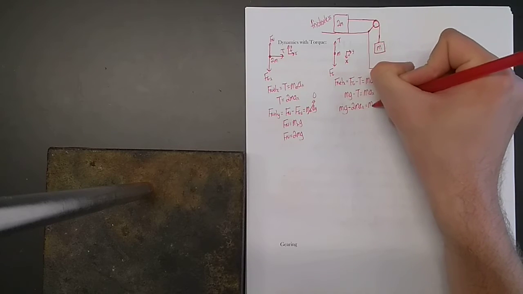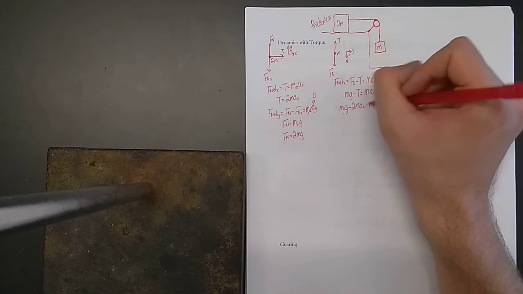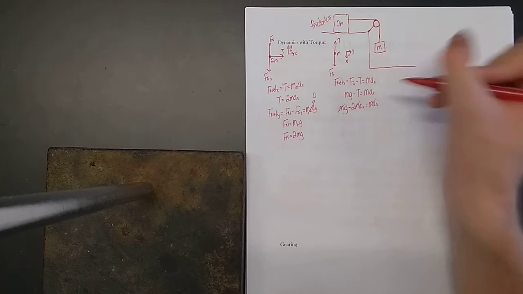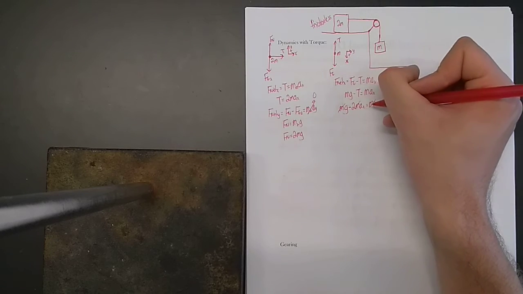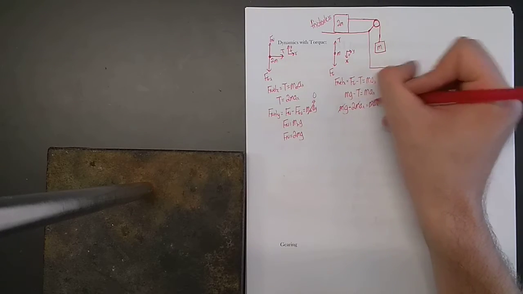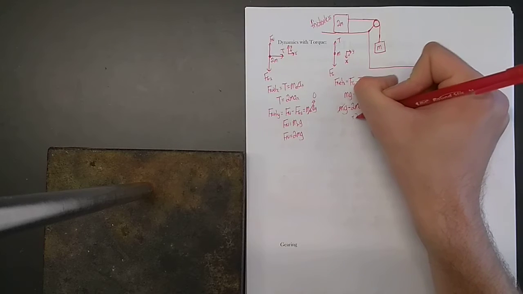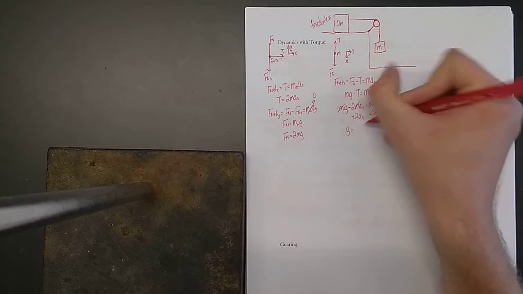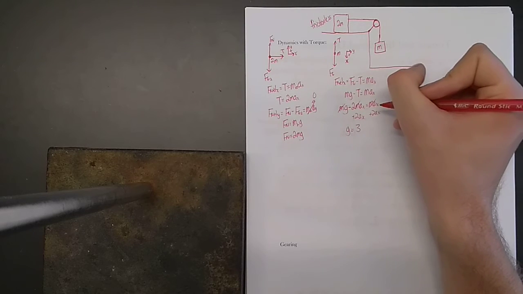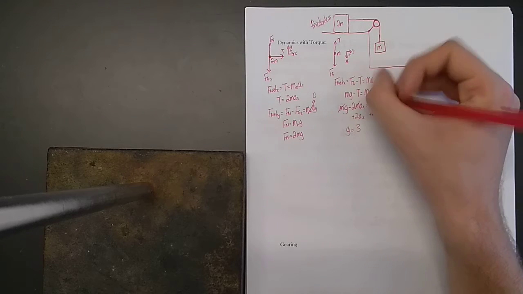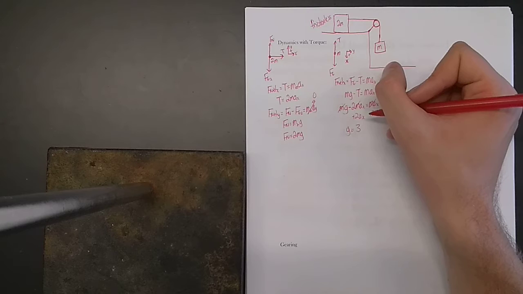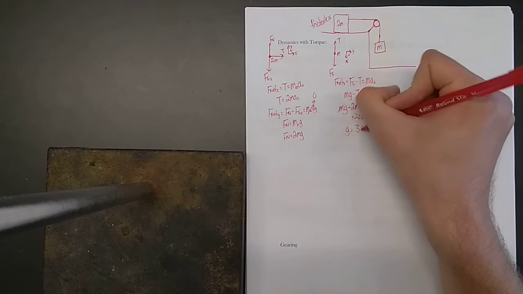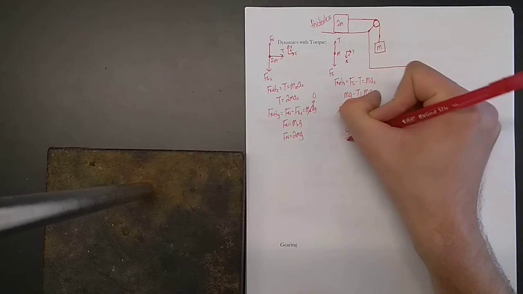2MAX equals MAX. Notice I have an m in every single term, so I'm going to cancel that out, and I'm left with g minus 2ax equals ax. I'm going to add 2ax to the other side. I get g equals 3. Or do I? Yes. Let me just double check this real quick. Yep. g equals 3ax. I divide both sides by 3.